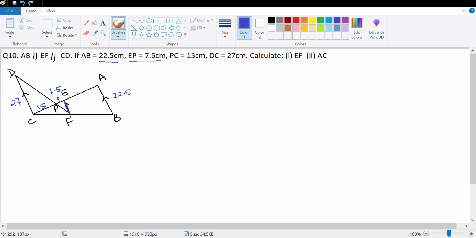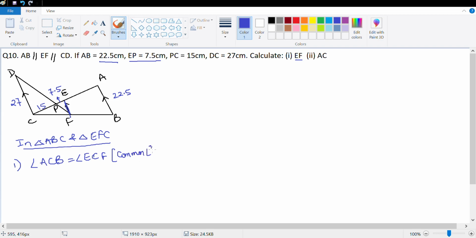Okay, I notice that this forms a part of triangle ACB, and this is also a part of triangle ECF. So we should try and prove these two triangles similar. I should be able to get EF with that. So let's start. In triangle ABC and triangle EFC, what do we have? Number one, angle ACB would be equal to angle ECF. This is a common angle.